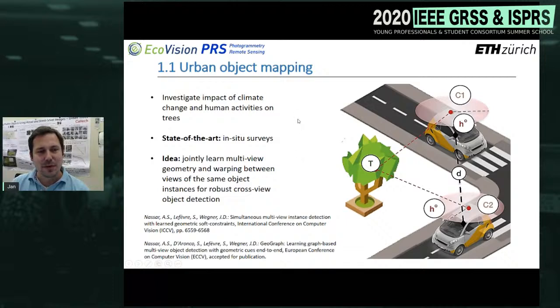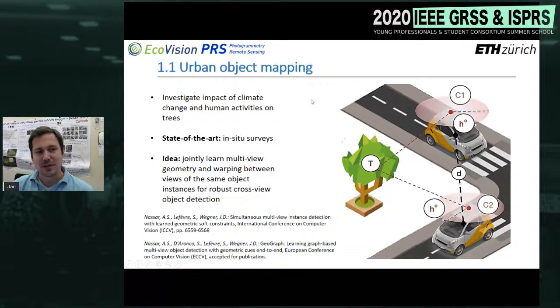So our first project, which has been ongoing for quite a while with colleagues from UBS 1 in France and Caltech colleagues in Pasadena, is this urban object mapping project, where our primary goal was and is today to investigate the impact of climate change and human activities on the trees in cities.